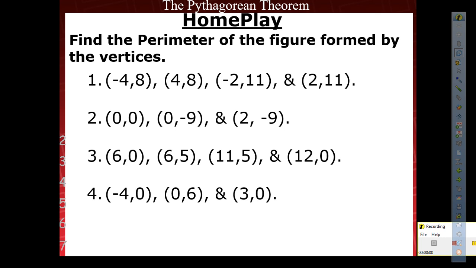Home plea for tonight is find the perimeter of the figure formed by the vertices negative 4, 8, 4, 8, negative 2, 11, and 2, 11, and then the other three figures. Copy that, please. Go.